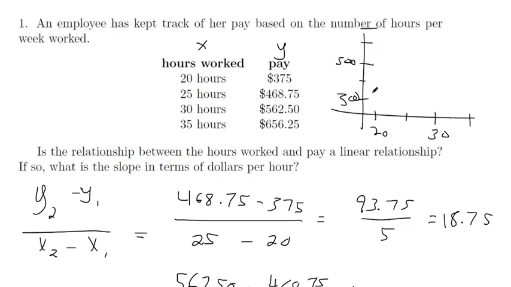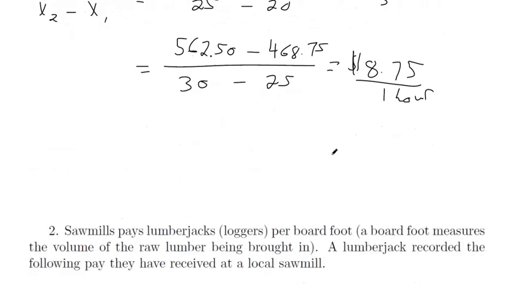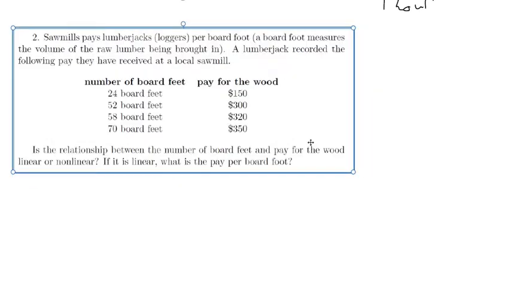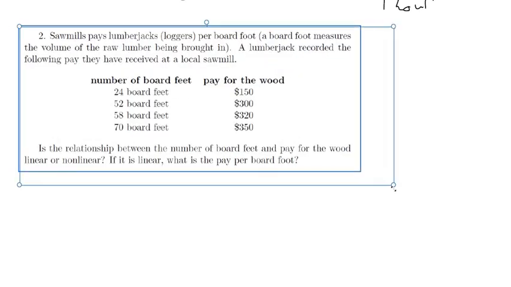So 20 hours, $375 would be about here, because that's 400 right there. 25 hours, 468. That's a dot somewhere up here on the y-axis. 30, 562. Look, the dots are making a straight line. 35, 652. It's roughly around here. So that means it's linear if it makes a straight line. You don't have to do both. Once you're sure it's linear by calculating the slope, you're done. You can just say it's linear.